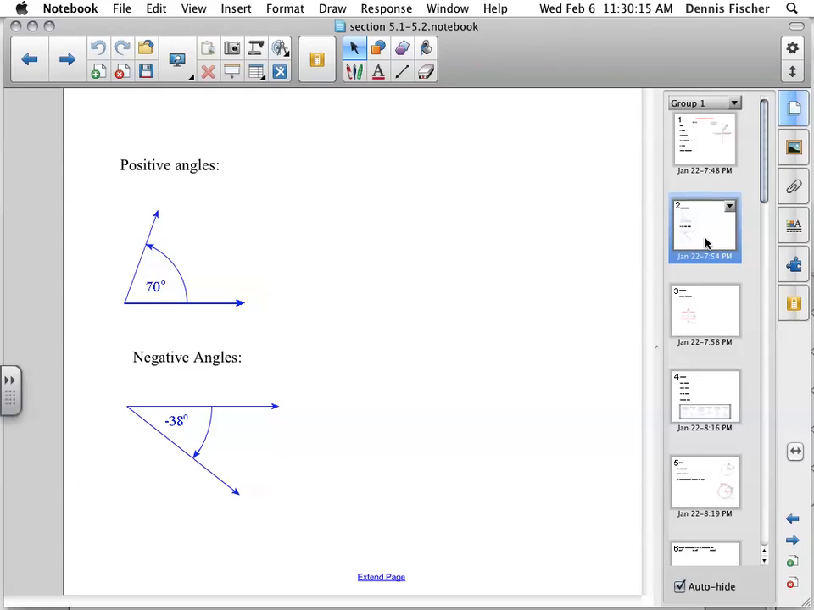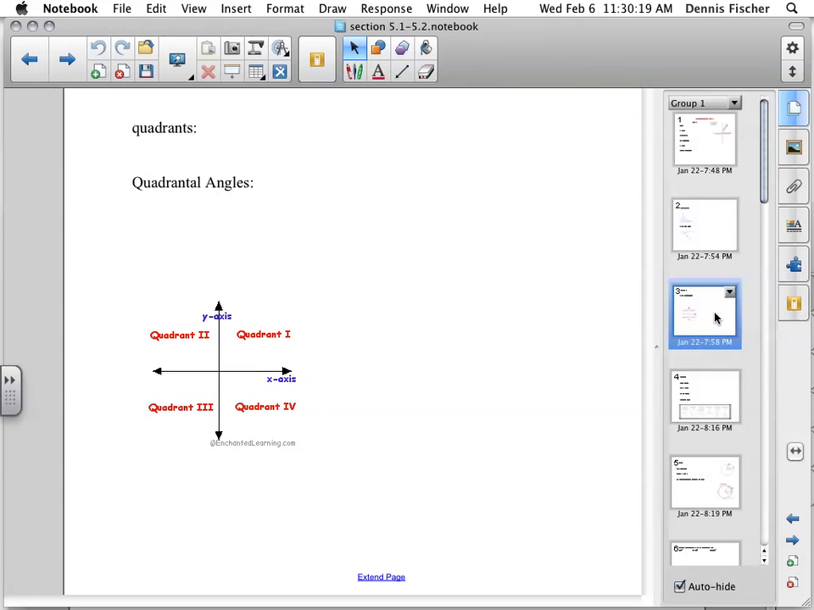I'm just going to go through and highlight this because you should be done with the first section. Quadrantal angles and quadrants. I hope you know your quadrants, 1, 2, 3, and 4. They go counterclockwise, starting at the top right, and then go around. Quadrantal angles are angles that lie on the axis.